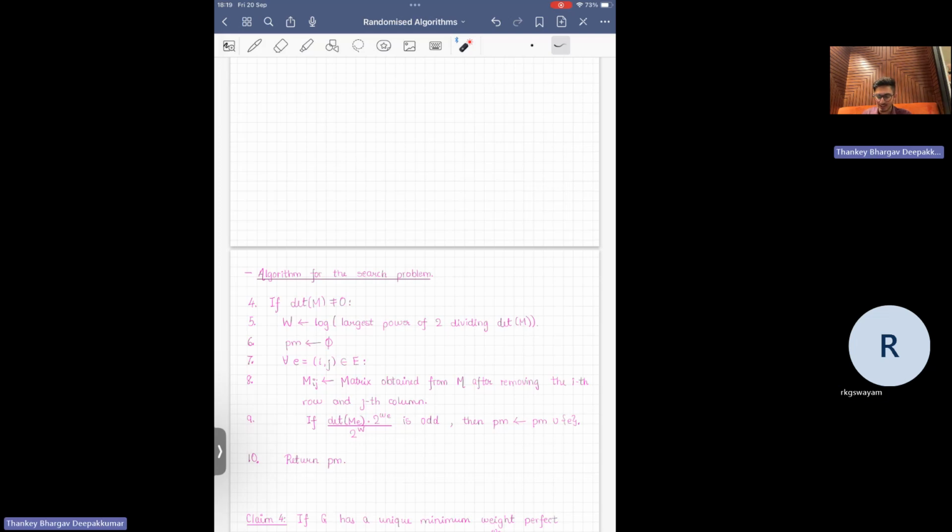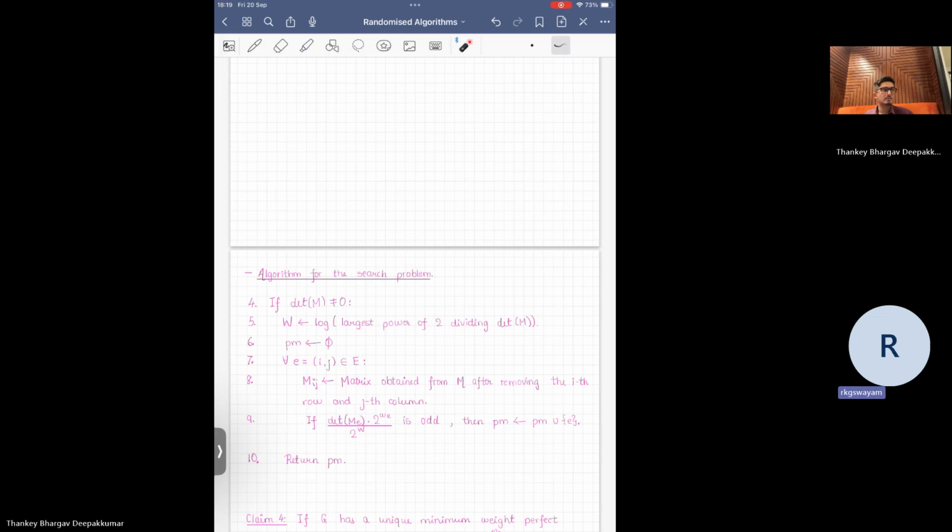Okay, let me ask a simpler question. What happens when I just remove a row from the matrix? So that vertex has been eliminated from one side, from L, right? When I remove a row, every row corresponds to a vertex in L. So when I remove a row, I have eliminated a vertex from L. Okay, so what happens when I remove a column?